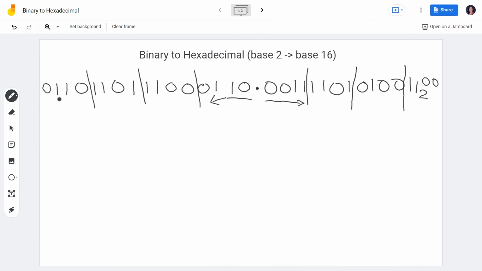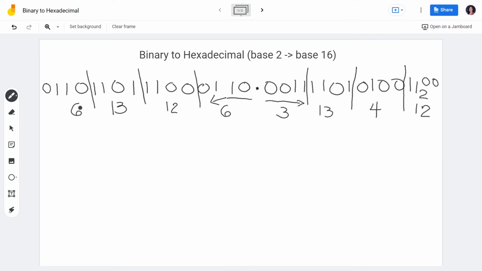So next, get the values based on this table. We have 0, 1, 1, 0 is 6. And then 1, 1, 0, 1 is 13. And then 1, 1, 0, 0 is 12. And then 0, 1, 1, 0 is 6 also. And then we have 0, 0, 1, 1 is 3. 1, 1, 0, 1 is 13. 0, 1, 0, 0 is 4. And then 1, 1, 0, 0 is 12.